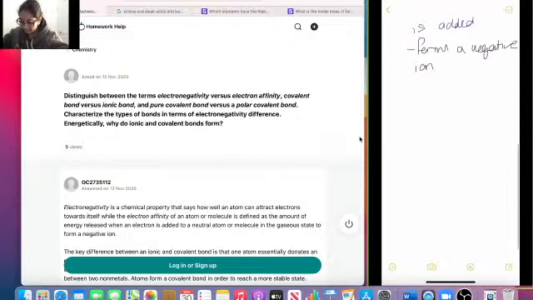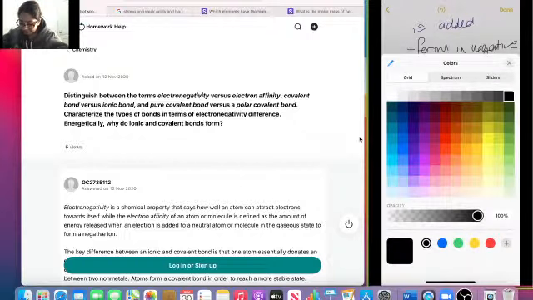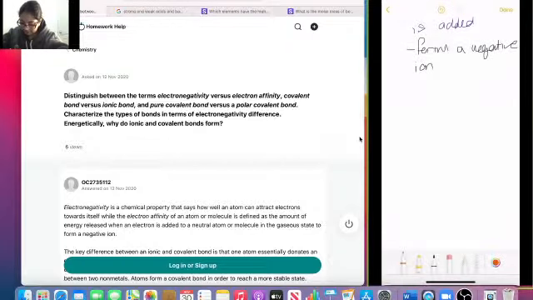Now if we go to the key difference between an ionic and covalent bond. Okay, so let's first address what is an ionic bond.